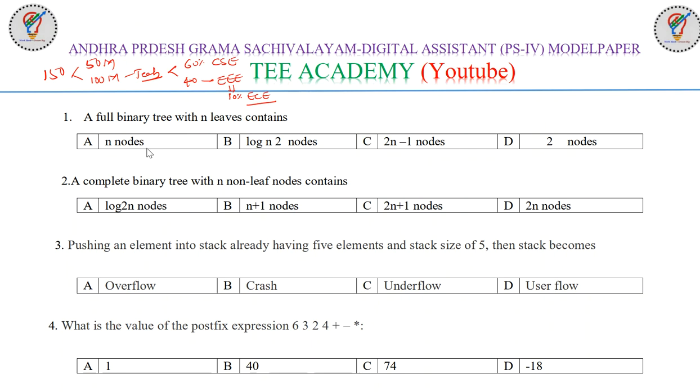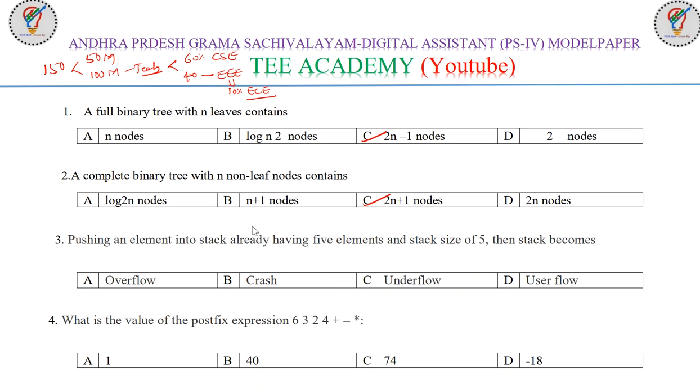We'll start the first question. A full binary tree with n leaves contains 2n minus 1 nodes. Next one. A complete binary tree with n non-leaf nodes contains 2n plus 1 nodes.